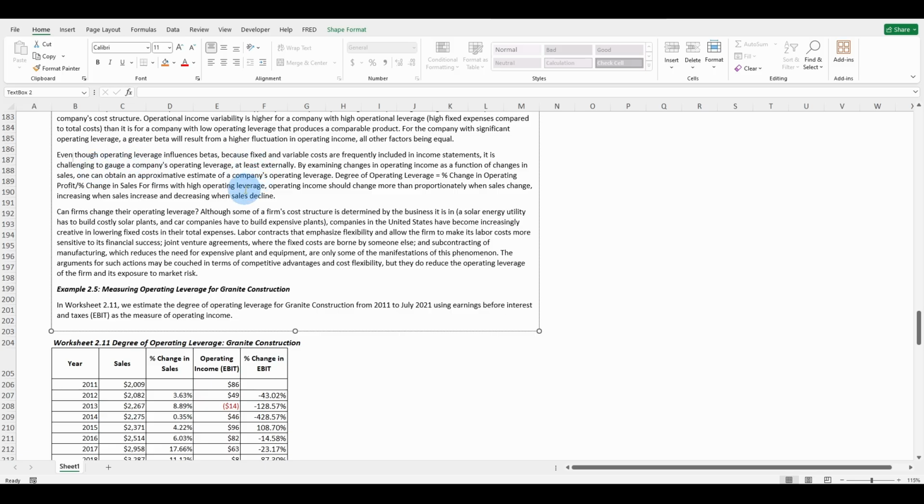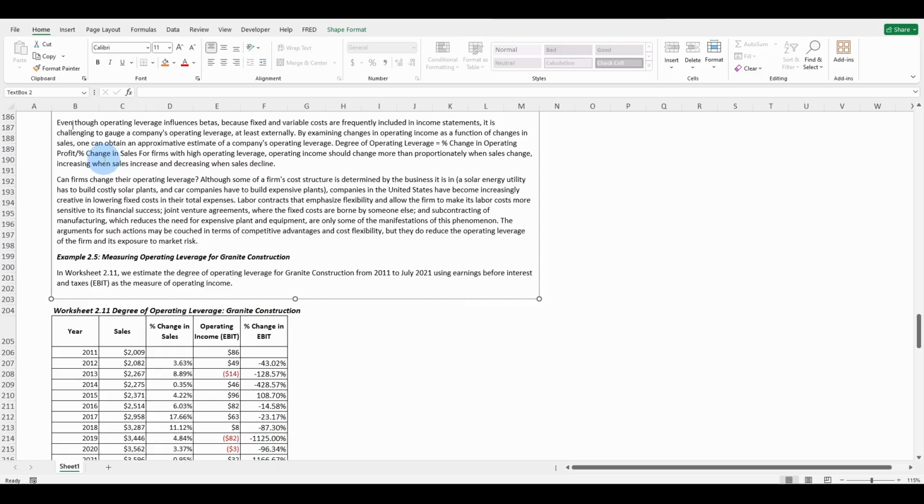By examining changes in operating income as a function of changes in sales, one can obtain an approximate estimate of a company's operating leverage. The degree of operating leverage is equal to the percentage change in operating profit divided by the percentage change in sales. For firms with high operating leverage, operating income should change more than proportionately when sales change, increasing when sales increase and decreasing when sales decline.